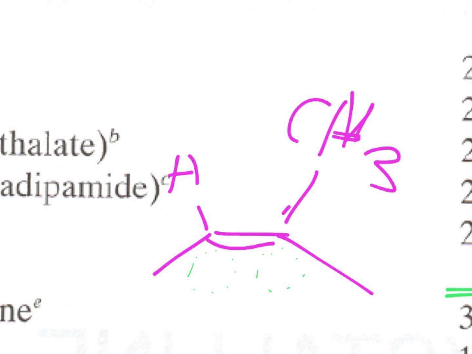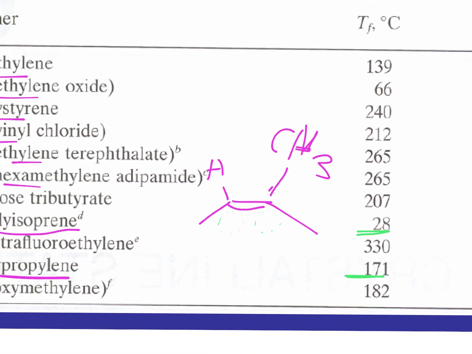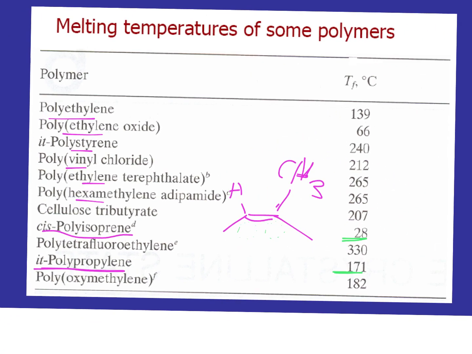CH3 is the same between both plastics, but that free space means that the chains can move around more easily, even though we've got this rigid double bond in the system.